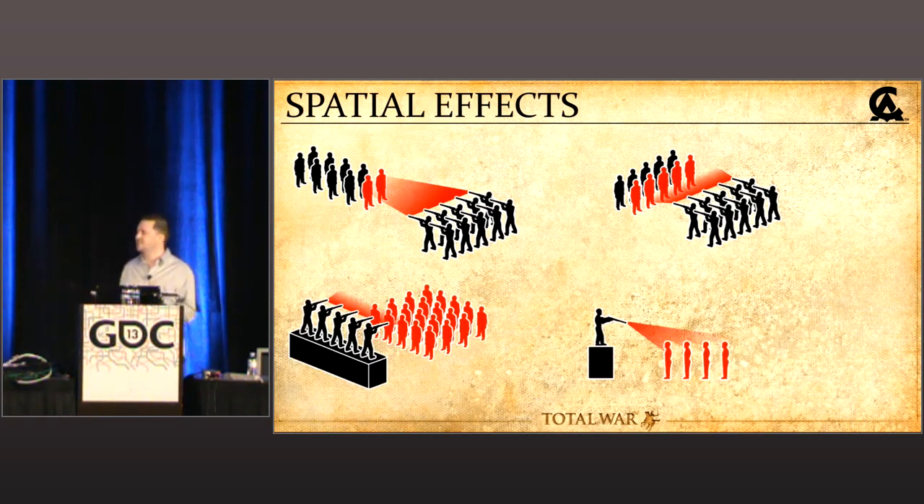It's just a property of the simulation. And similarly, elevation just falls out naturally and becomes powerful because it exposes the entire unit, the men behind, to line of sight.